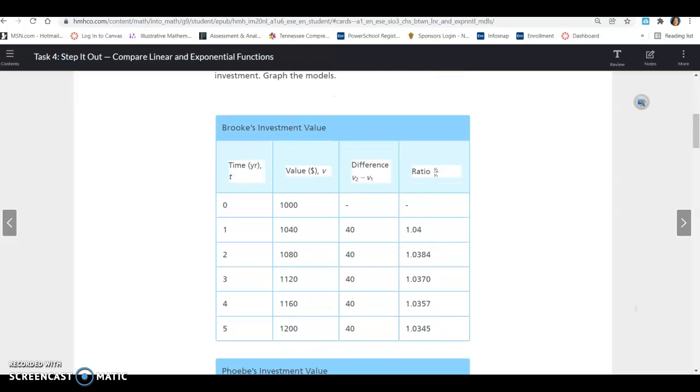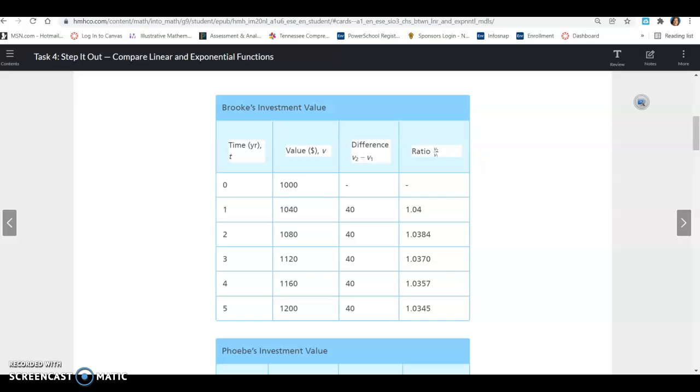All right, so you can see in the first table, Brooke's investment. It goes time in years, from 0 to 5 years, and this is the value of her money. The difference is $40, so there's the same difference each time. From 1,000 to 1,040, to 1,080, to 1,120, and so on. There is a difference of $40 in each investment.